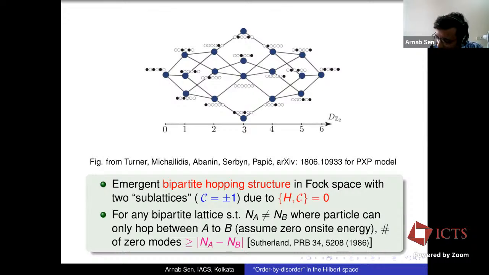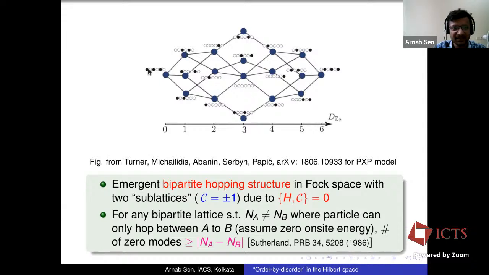Now it turns out that this graph structure has a crucial property at lambda equal to 0. There is an emergent bipartite hopping structure here. Okay, so what I mean by that is this chirality operator. So in this slightly different problem, the chirality operator is just the product of these sigma z's.